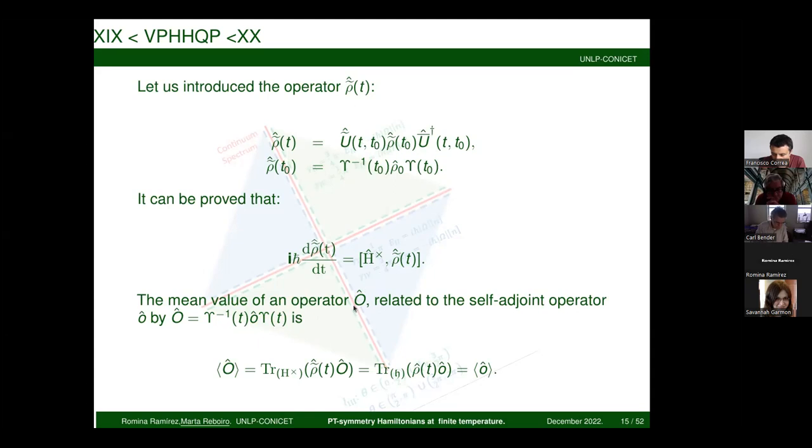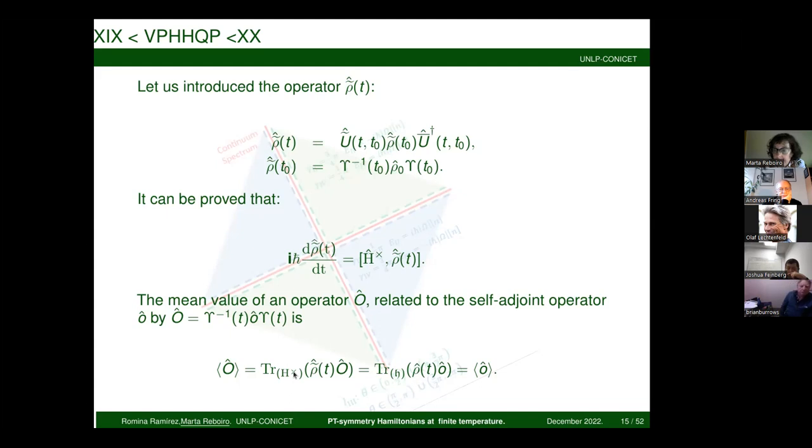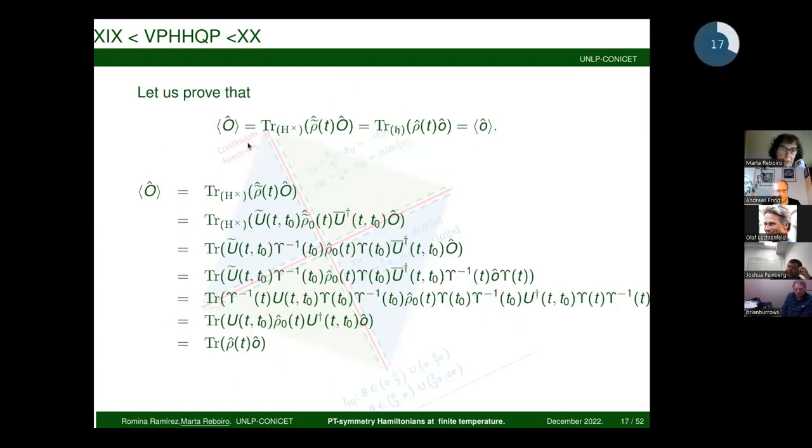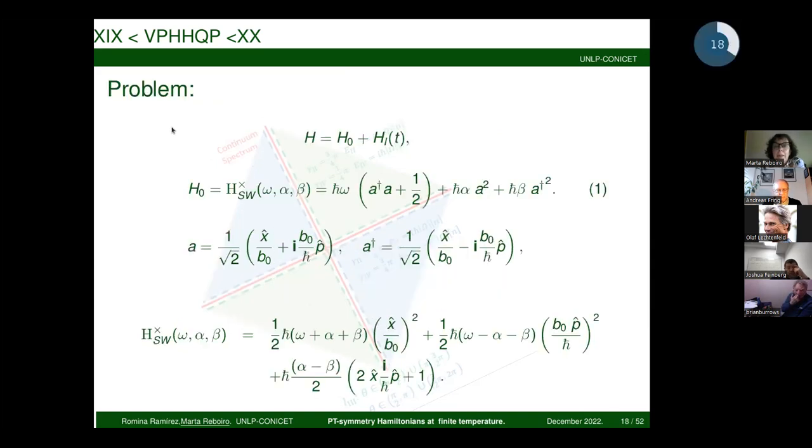Furthermore, if we write an operator on capital H related to a self-adjoint operator O through this particular Dyson map, we end up with the trace of O on the eigenstates of capital H being matched to the trace of the self-adjoint operator O on the states of H. Well, here is, for the interested ones, the proof.